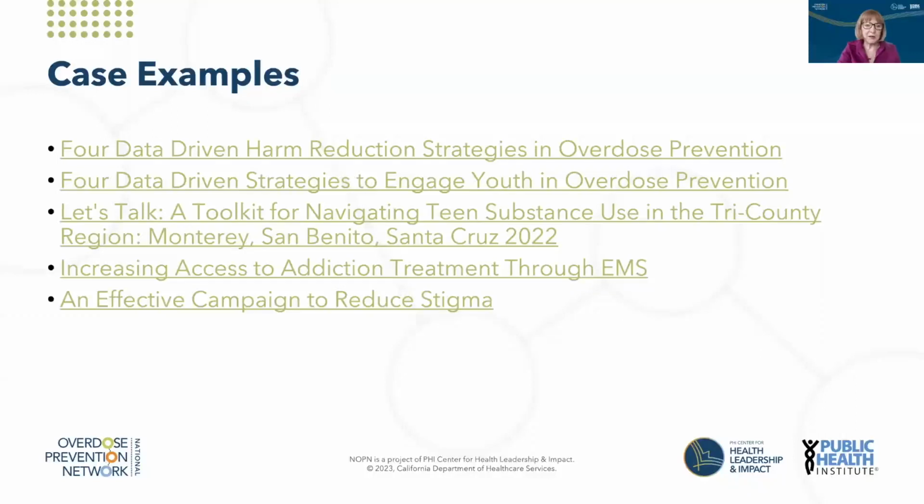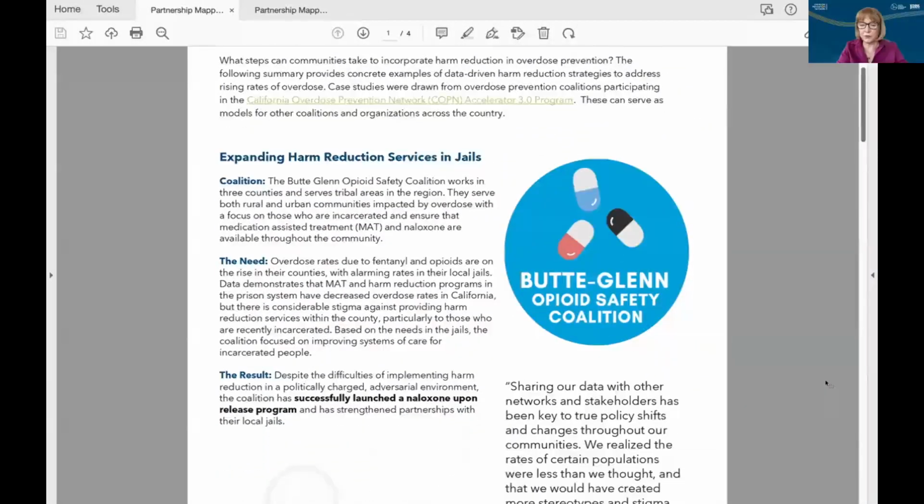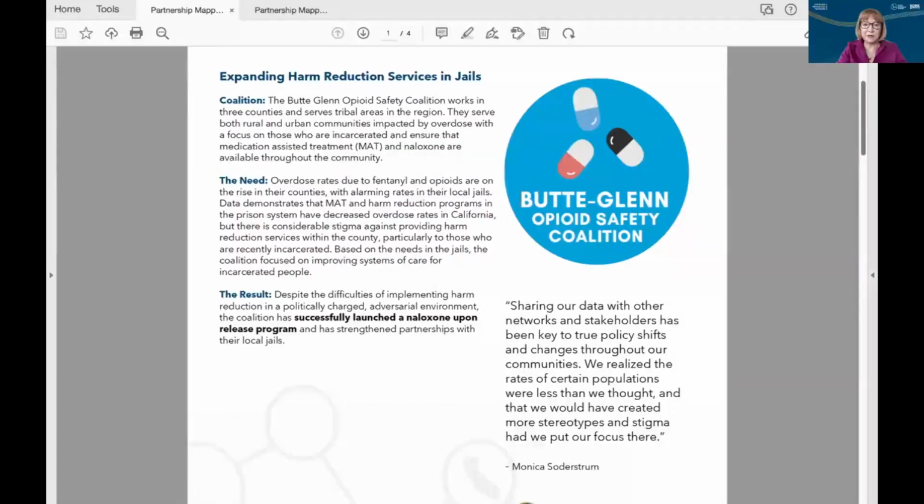So the first one we're going to talk about has to do with harm reduction. Could I have the next slide, Veronica, please? So in the area of Northern California, the Butte, Glen counties in that area, they were very focused on assuring an array of things, using the framework that you've heard about, looking at these different overdose prevention strategies. But this one was of particular importance to them and many of our coalitions, and that's harm reduction services in jails. They were particularly concerned about ensuring that individuals released from jail had access to naloxone.